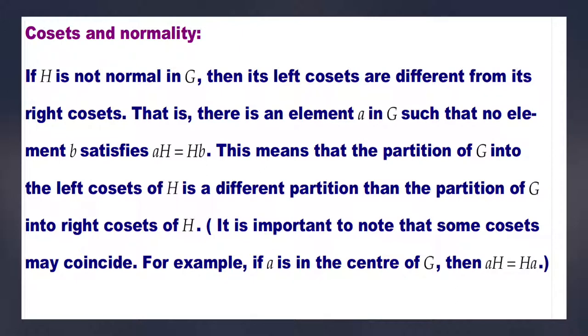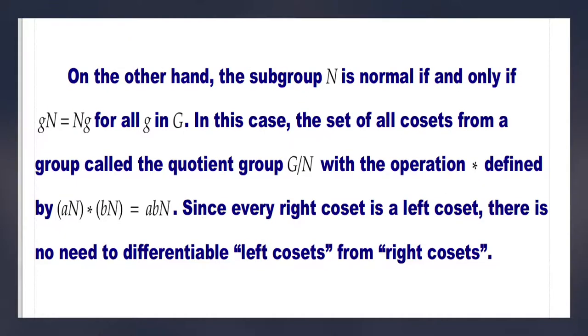It is important to note that some cosets may coincide. For example, if a is in the center of G, then aH = Ha. On the other hand, the subgroup N is normal if and only if gN = Ng for all g in G. In this case, the set of all cosets forms a group called the quotient group of G by N, with the operation star defined by aN * bN = abN. Since every right coset is a left coset, there is no need to differentiate left cosets from right cosets.